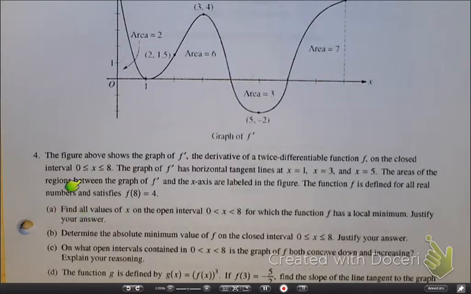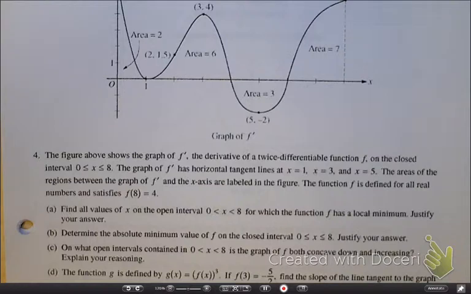So it says the figure above shows the graph of f prime of x. So again, we're looking at the first derivative. The derivative of a twice differentiable function f on the closed interval from 0 to 8. The graph of f prime of x has a horizontal tangent line at 1, 3, and 5. So you can see that it has a turning point at 1, at 3, and at 5. Those are horizontal tangents. The areas of the regions between the graph of f prime and the x-axis are labeled in the figure, and the function f is defined for all real numbers and satisfies f of 8 equals 4.